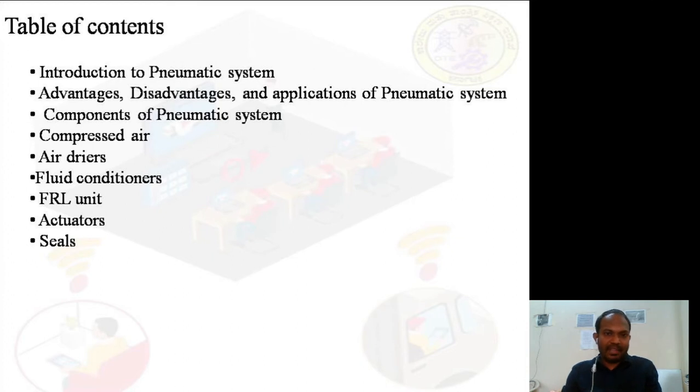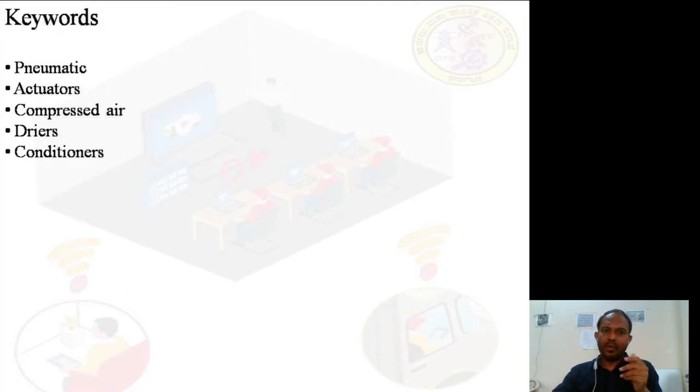And then the FRL unit. My dear friends, as I have always told you, the FRL unit is like three friends who play a role. It's like a movie with three heroes, right? Then we will go to the actuators and then the seals. A few of the keywords that you have to concentrate on more are pneumatics, actuators, compressed air, dryers and conditioners. These are the keywords we need to concentrate on more.